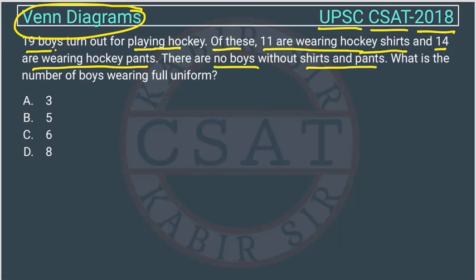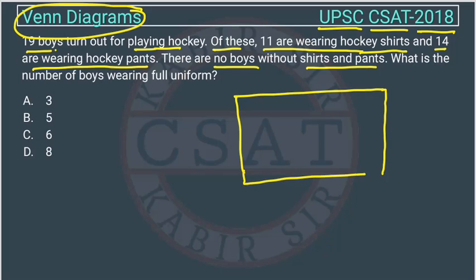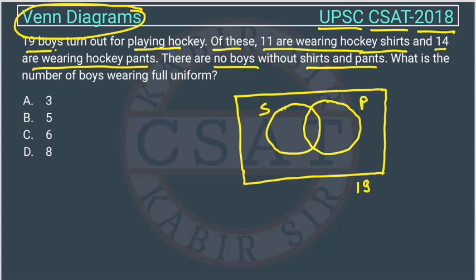So the question is asking, there are 19 boys playing hockey, right? So we will draw the Venn diagram. So this is the total number 19, right? So this is a Venn diagram. This circle is representing the hockey shirts, so we can write shirts, and this another circle is representing the hockey pants, right? So now let's write it A, B, C and D. Okay, so they have given the total number is 19, right? So we always write the total number outside of this rectangular box, right?